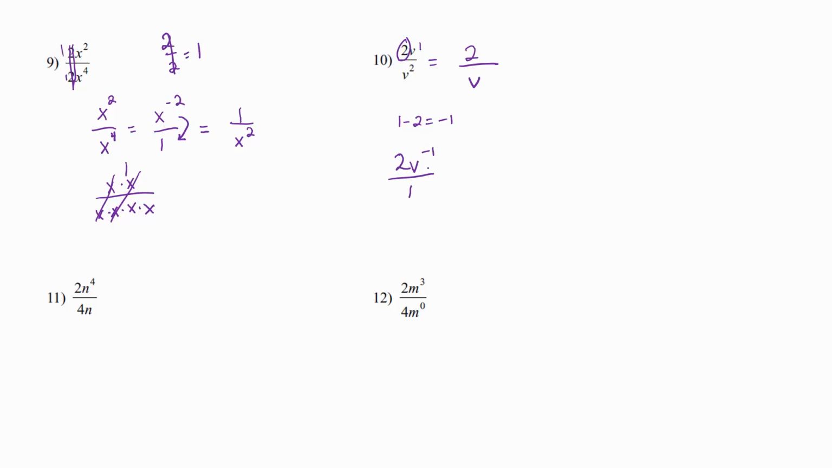If you think of it this way, it's important to realize that only the v moves down to the bottom. The 2 has its own exponent of positive 1 that we just don't have written down. So the v to negative 1 moves down to the bottom and becomes v to the positive 1. So our answer is 2 over v.